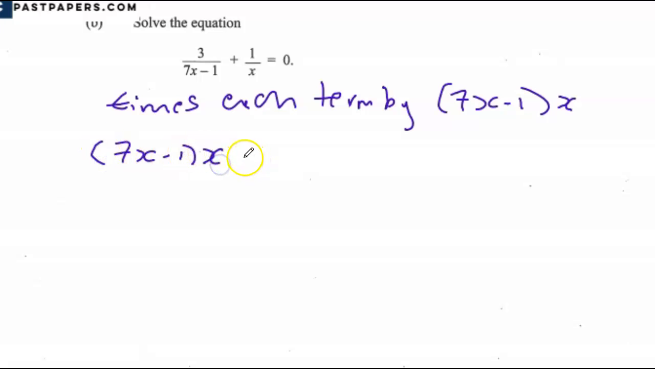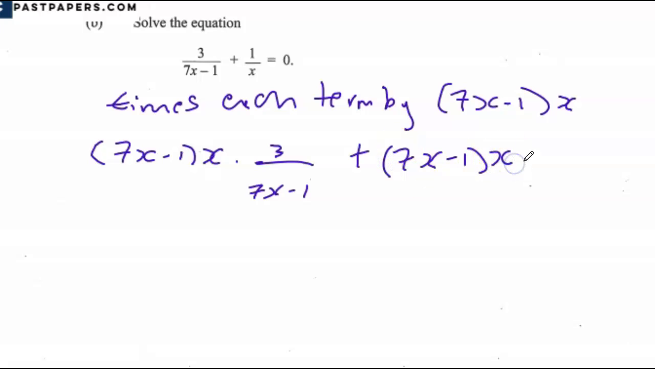We multiply this to 3 over 7x minus 1. Plus, I will multiply this also to 1 over x. And you multiply to the right hand side also. But remember, anything times 0 is 0. So the right hand side will become 0 naturally. Alright? So 7x minus 1 times x times 0 would give us 0.